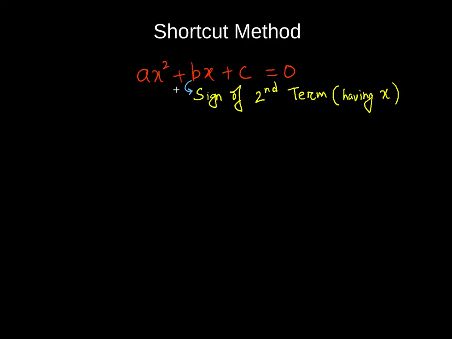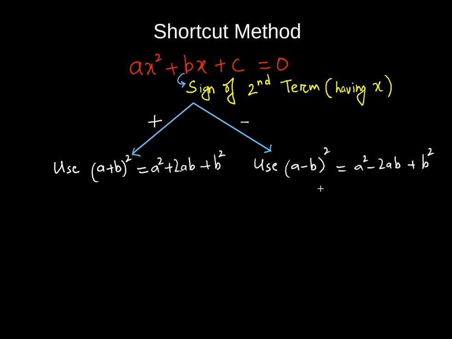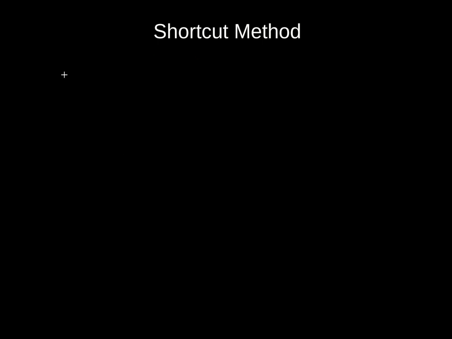In this method, first observe the sign of the second term, that is a term having x. If the sign is plus, we use a plus b whole square formula, and if the sign is minus, we use a minus b whole square formula. Consider the same equation x square plus 5x plus 6 equals to 0. Here 5x is having plus sign, so we will use a plus b whole square equals to a square plus 2ab plus b square formula.